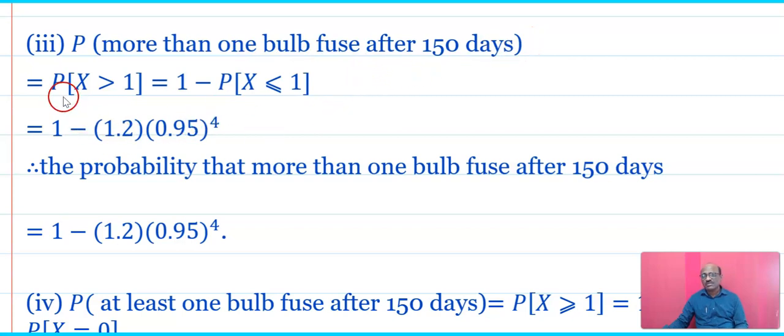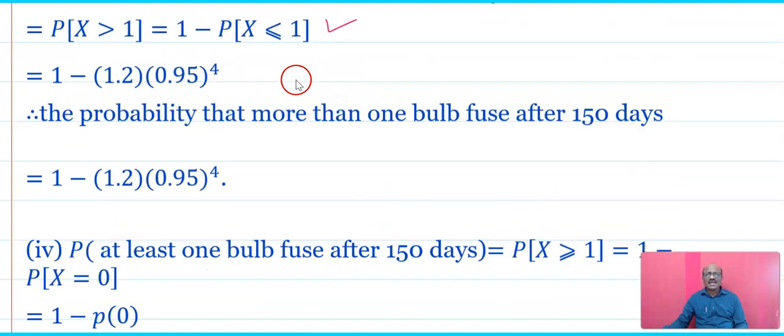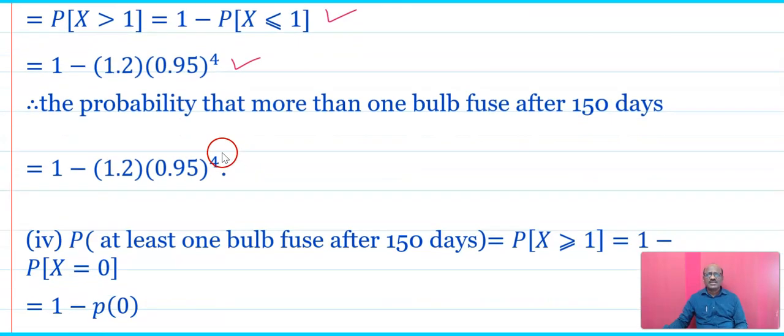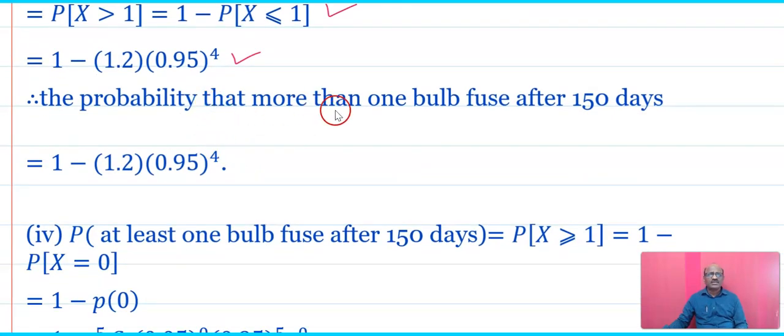Now, third is the probability that more than one bulb will fuse after 150 days. More than one means P(X greater than 1) is equal to 1 minus P(X less than or equal to 1), and hence 1 minus 1.2 into 0.95 raised to 4. The probability that more than one bulb will fuse after 150 days is 1 minus 1.2 into 0.95 raised to 4.